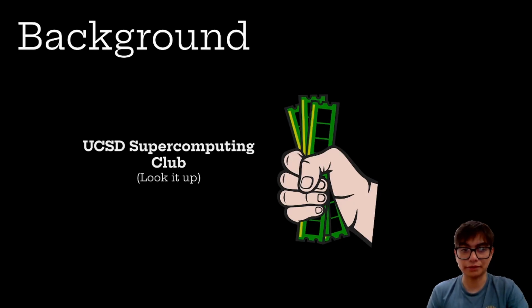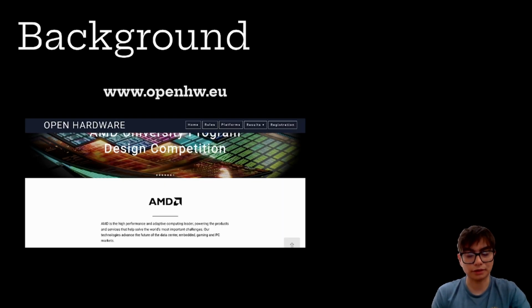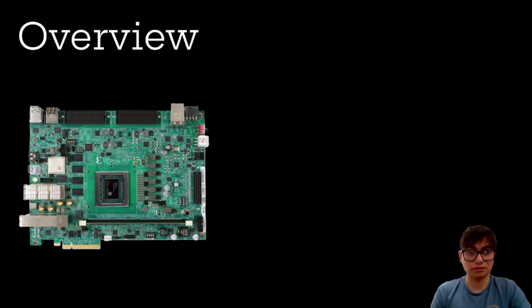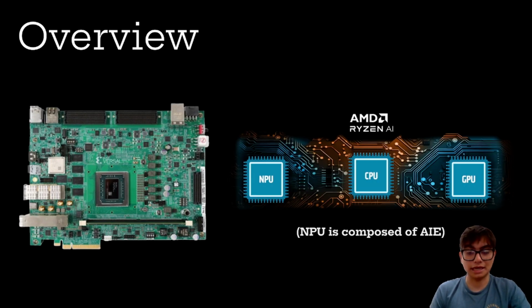To give some personal background, Graham and I are part of the Supercomputing Club, and we were looking to do some FPGA development. That's when we came across AMD's open hardware competition, and we started looking more into Xilinx FPGAs. That brought us to the kind of obscure and underutilized AI engine. Now this technology is included in Versal FPGAs, and nowadays it's also included in AMD's Ryzen AI series.